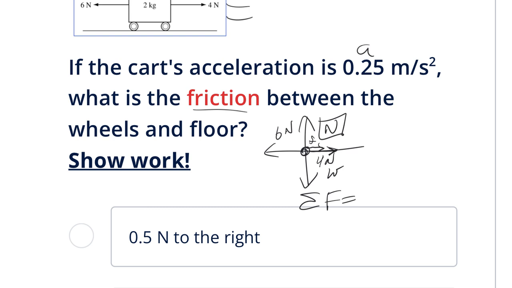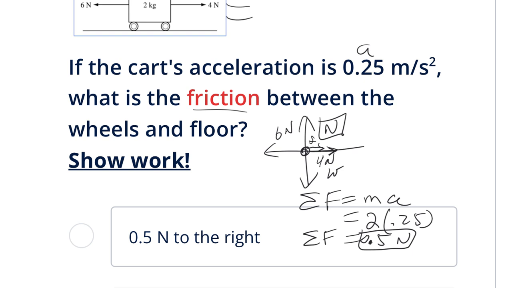So the cart's acceleration is 0.25 meters per second squared. So we can find the net force acting on the cart by taking the mass of the cart, which is 2, times 0.25, the acceleration. So 2 times 1/4 is 1/2. So 0.5 newtons. Okay, that's the net force. I'm not asking for the net force. I'm asking for the friction.